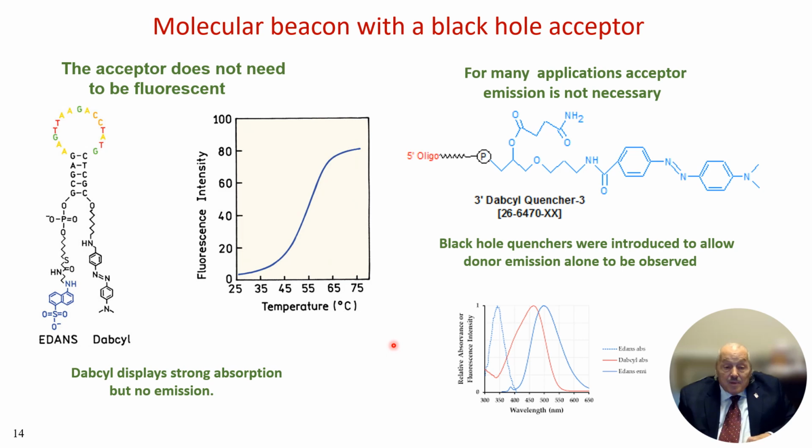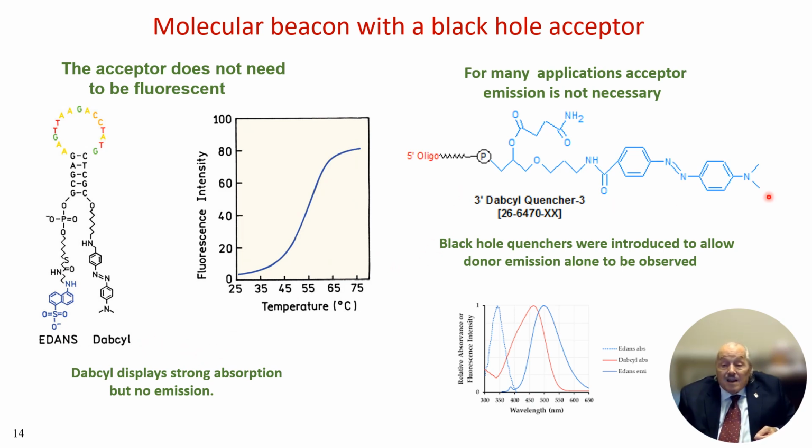So they came up with a rather ingenious idea. Instead of using a fluorophore at the other end, they used something called dapsol. And dapsol was coined as a black hole receptor. It absorbs the energy from the fluorescent group, but it does not display any emission. And for most PCR experiments, all you really need is the fluorescence from the donor part, and the acceptor part only gets in the way.